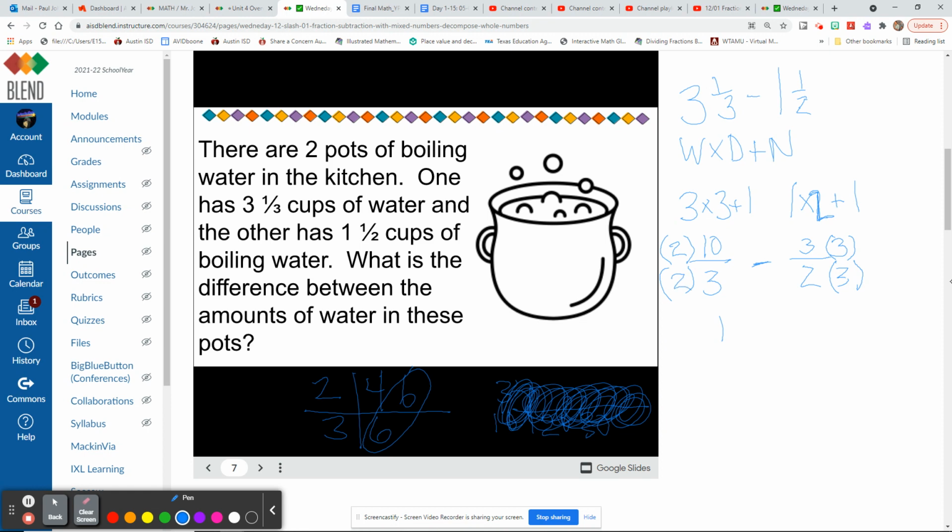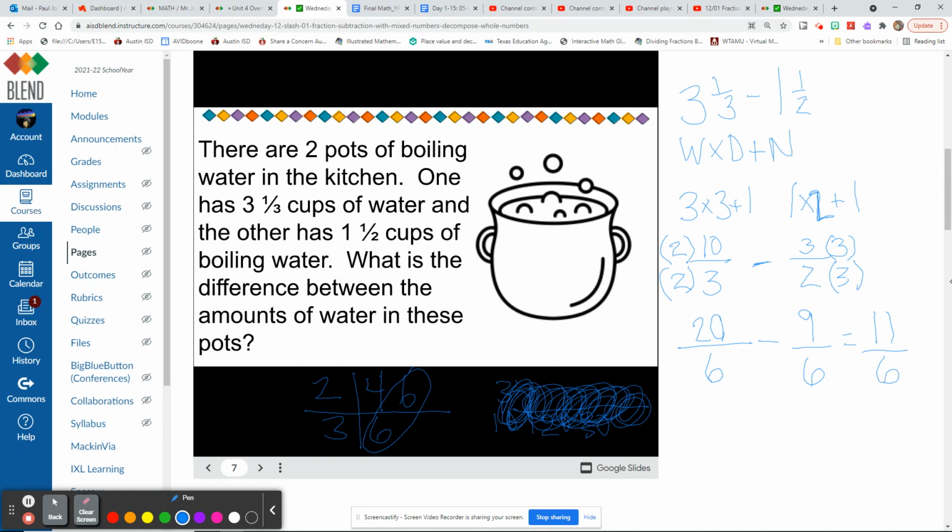It happens. All right, so we are going to multiply the thirds by 2 to get a denominator of 6. So 2 times 10 is 20. Yep, that worked. Okay, and then 2 times 3 is 6, minus 3 times 3 is 9, and 2 times 3 is 6. So 20 minus 9 is equal to 11, 11 sixths.